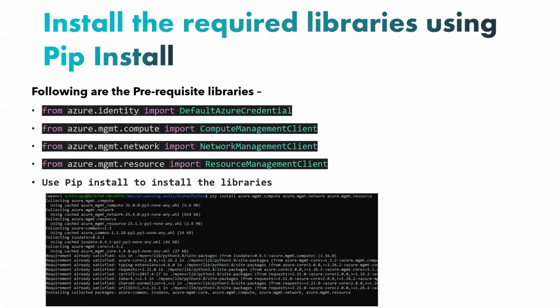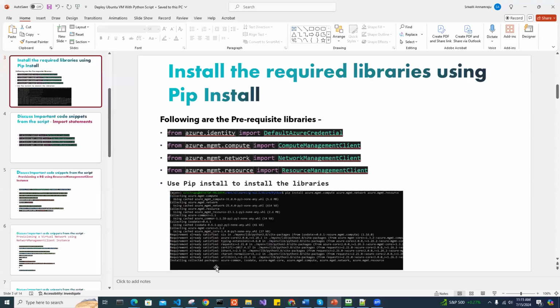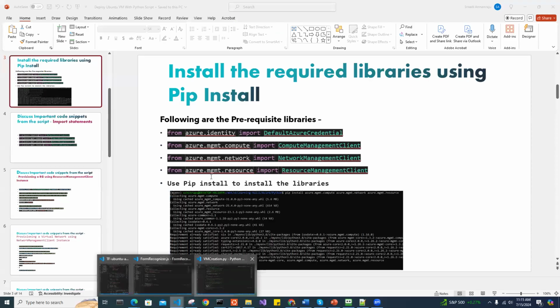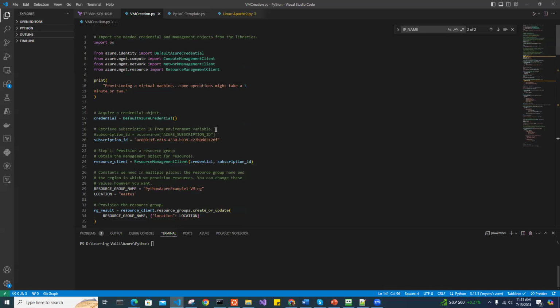First thing is you need the required libraries to be installed, and you can install them using pip install. Let's quickly check the script here. In the Python VM creation script, we need these important libraries: azure.identity, azure.management.compute, azure.management.network, azure.management.resource.